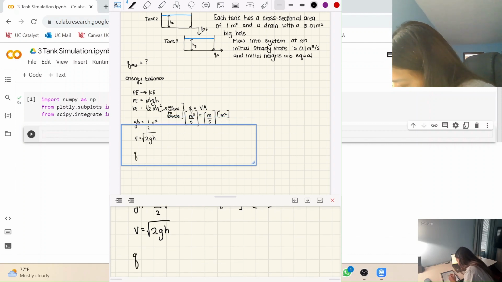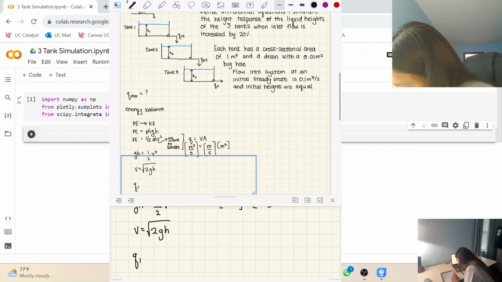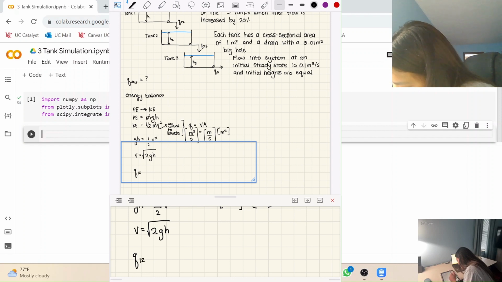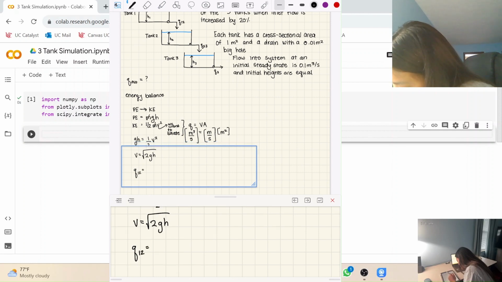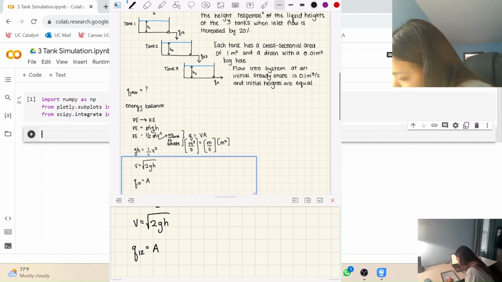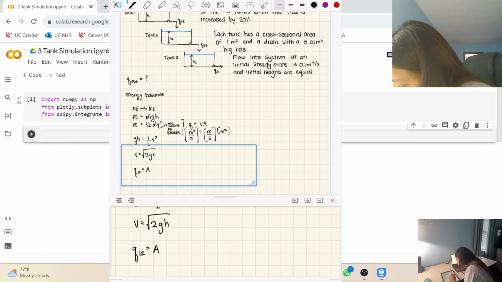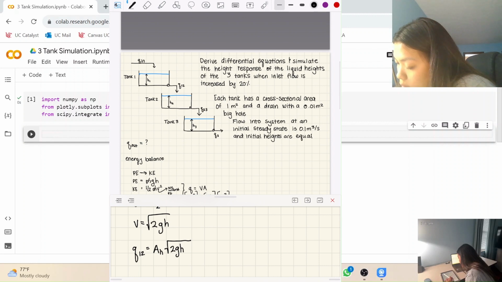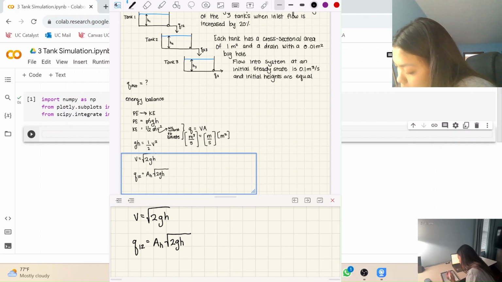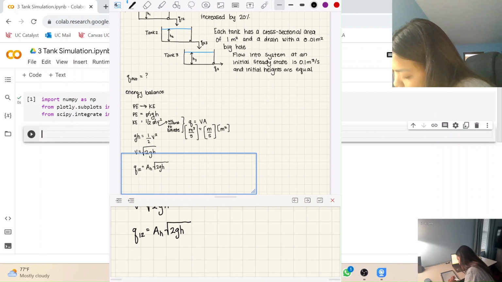for the different tanks, so let's just say Q12, the flow from tank 1 to tank 2, is going to be the cross-sectional area of the hole times the square root of 2 times the gravitational acceleration times the height. And this is going to be the height of the tank that it comes from. So the flow from tank 1 to tank 2 comes from tank 1. And so this is going to be for all the flows.